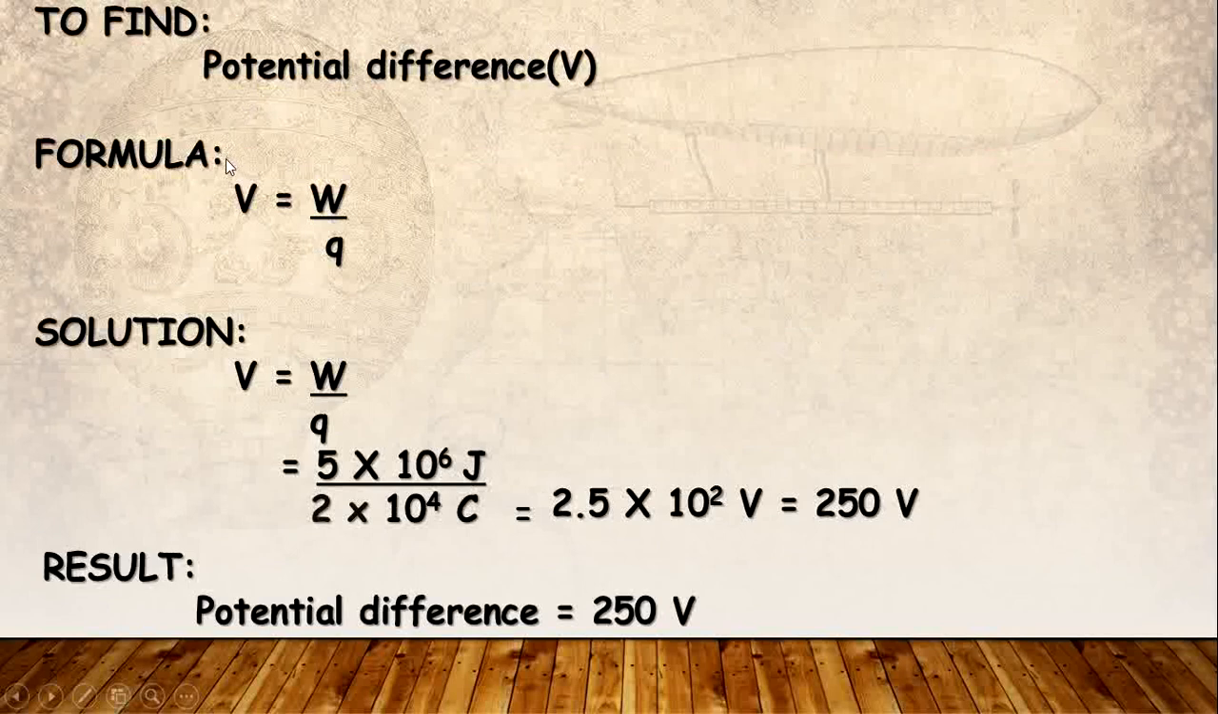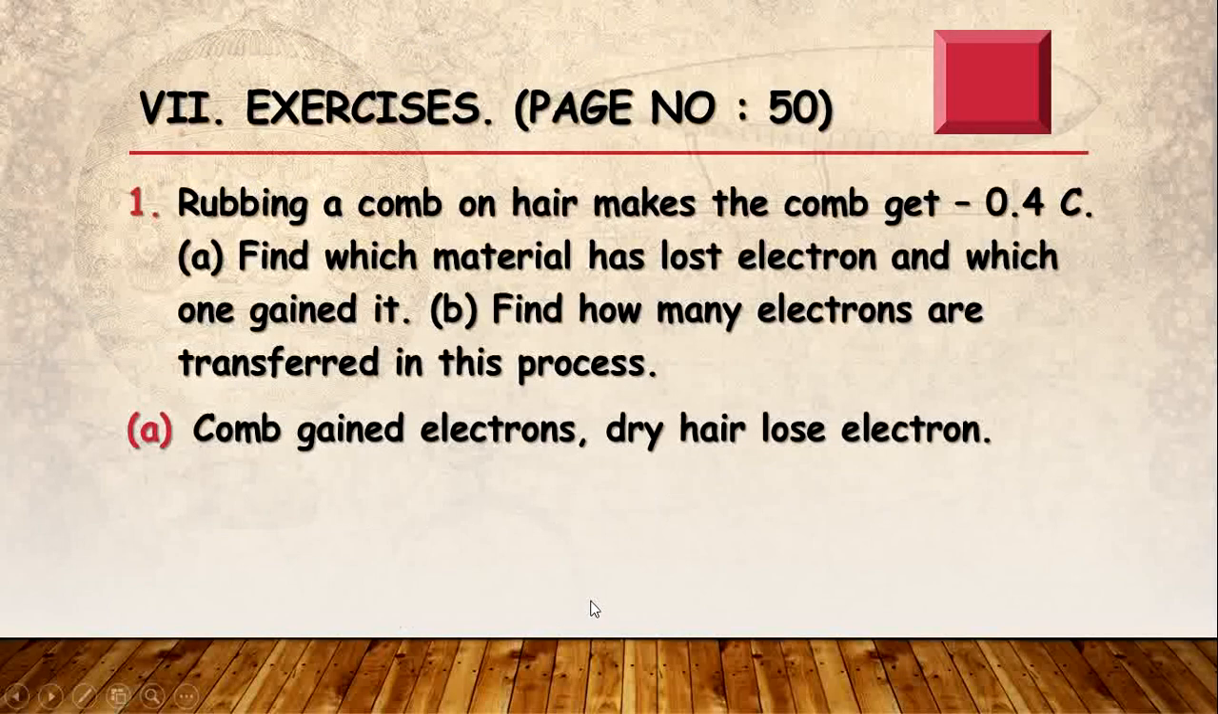The formula to find the potential difference: V is equal to W by Q. Solution: potential difference V is equal to W by Q. The work done value is given as 5 into 10 power 6 joules, and the electric charge Q is given as 2 into 10 power 4 coulomb. When we divide 5 and 2, we get 2.5, and when we cancel 10 power 6 and 10 power 4, we get 10 power 2 volt. Now when we multiply 2.5 and 10 power 2, we get 250 volt. So the result: potential difference is equal to 250 volt.